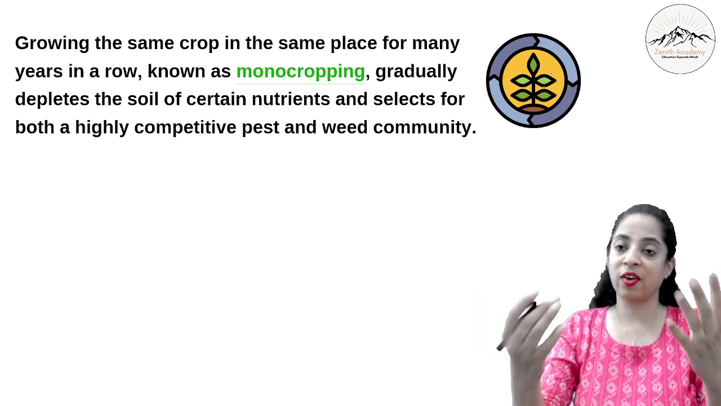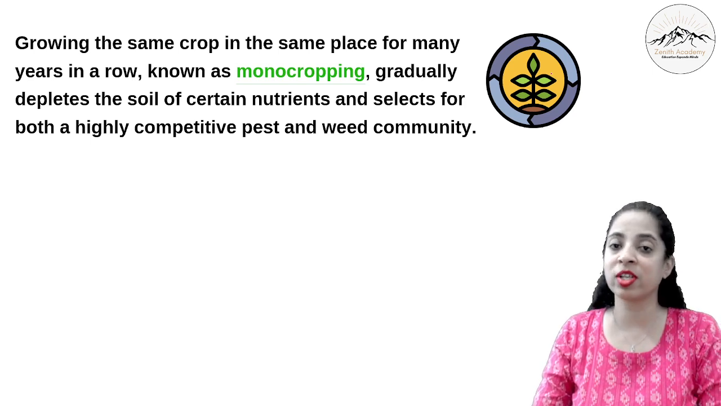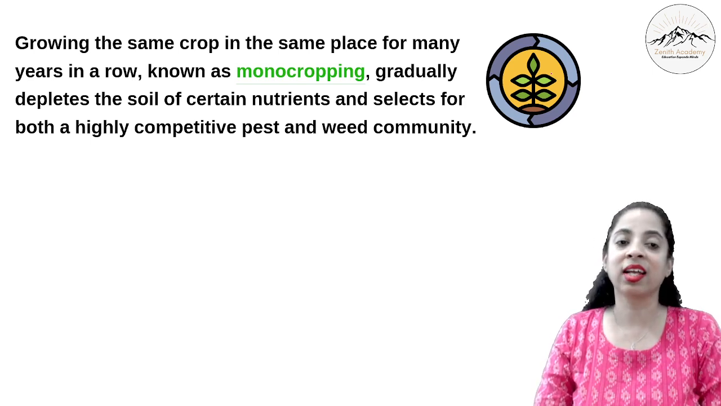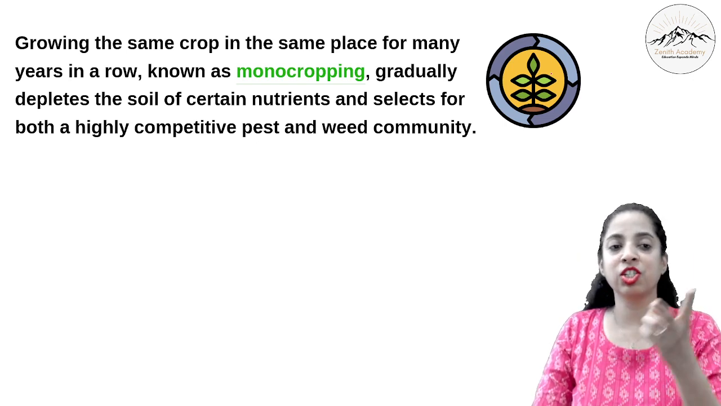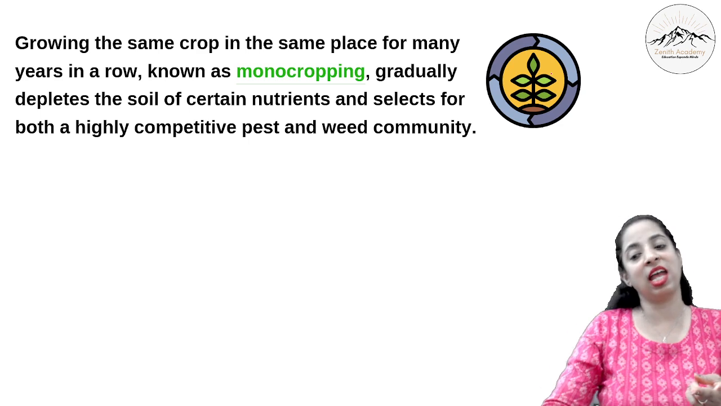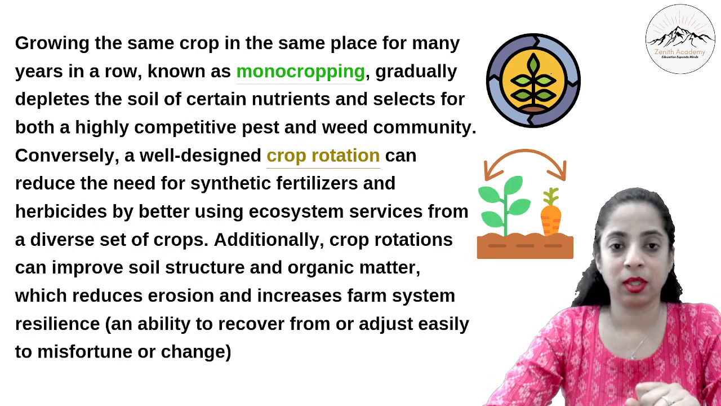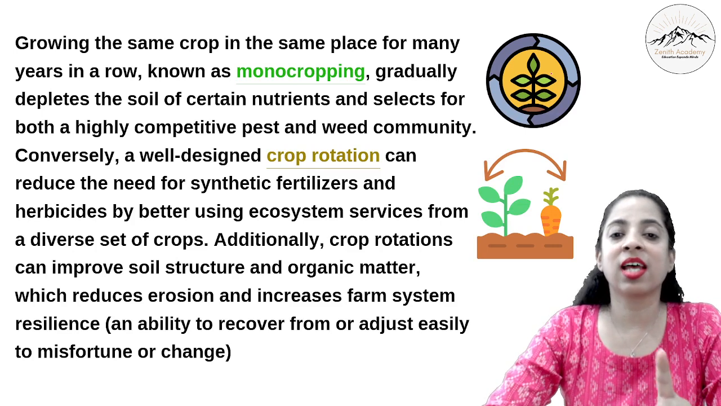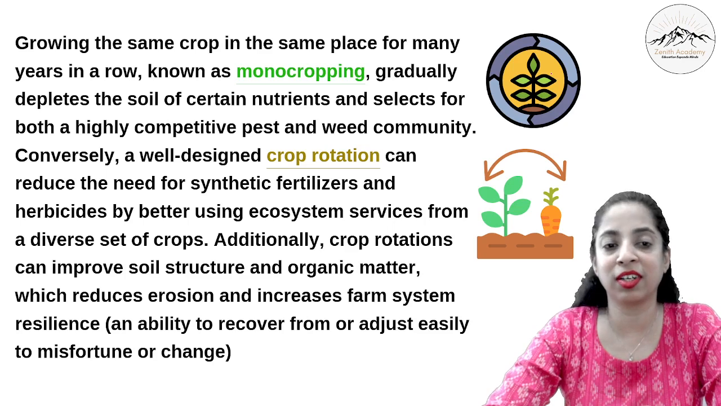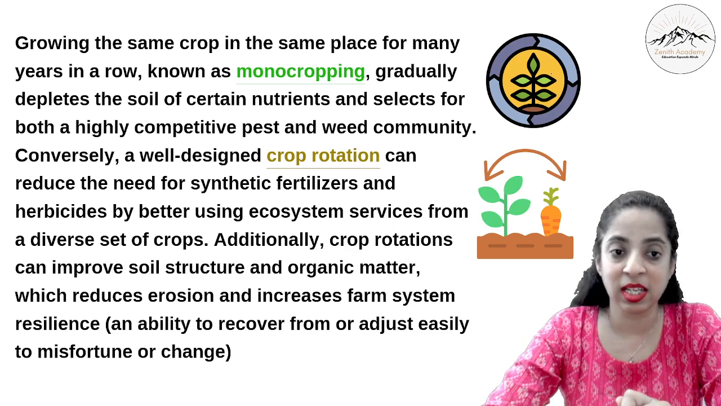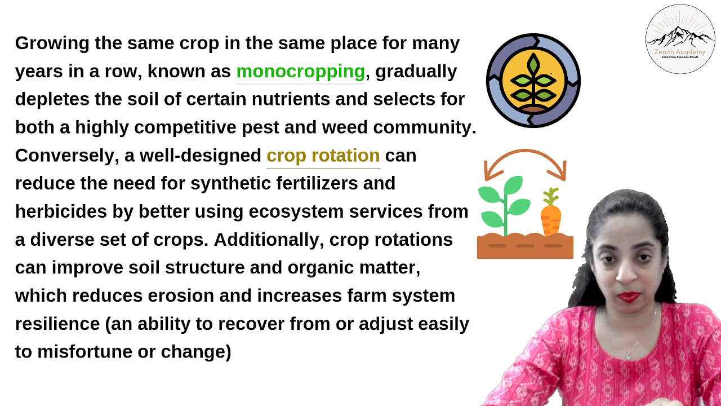So the pest and weed community both become very highly competitive, and then they remain there for a longer period of time. I'll read this again for you. Growing the same crop in the same place for many years in a row is known as monocropping, and it gradually depletes the soil of certain nutrients and selects for two disadvantages, both a highly competitive pest and weed community. Now see this diagram. A well-designed crop rotation can reduce the need for synthetic fertilizers and herbicides by better using the ecosystem services from a diverse set of crops.